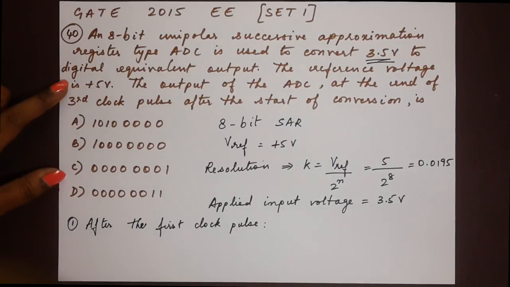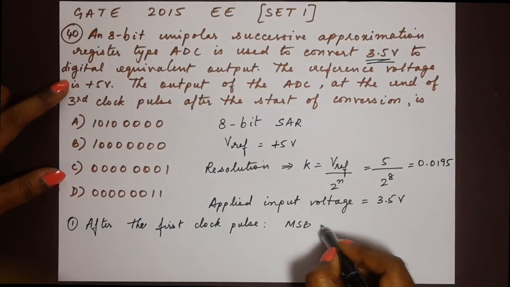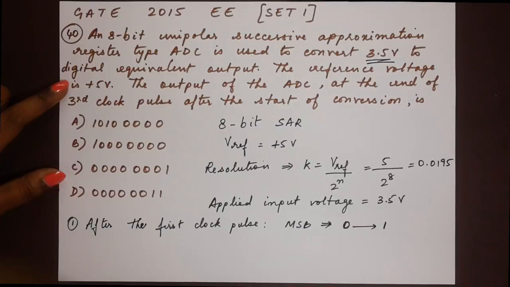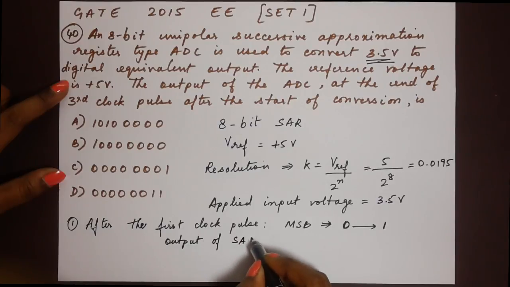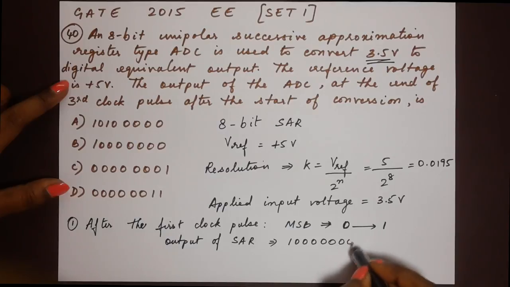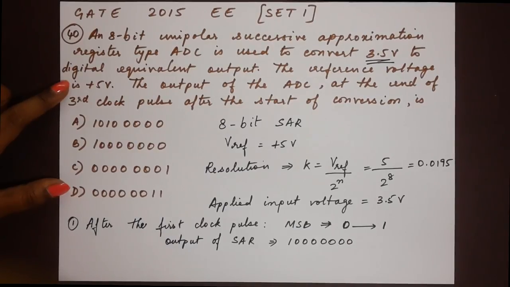After 1 clock, the SAR will toggle its MSB from 0 to 1. So the output of the SAR would be, remember this is an 8-bit, 1 0 0 0 0 0 0 0. That's the 8-bit output. This is what we get after the first clock pulse. Now the next is after the second clock.